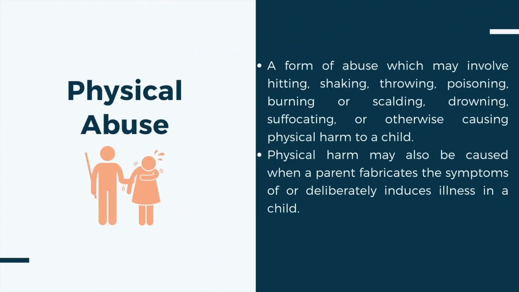Physical abuse is a form of abuse which may involve hitting, shaking, throwing, poisoning, burning or scalding, drowning, suffocating, or otherwise causing physical harm to a child. Physical harm may also be caused when a parent fabricates the symptoms of or deliberately induces illness in a child.